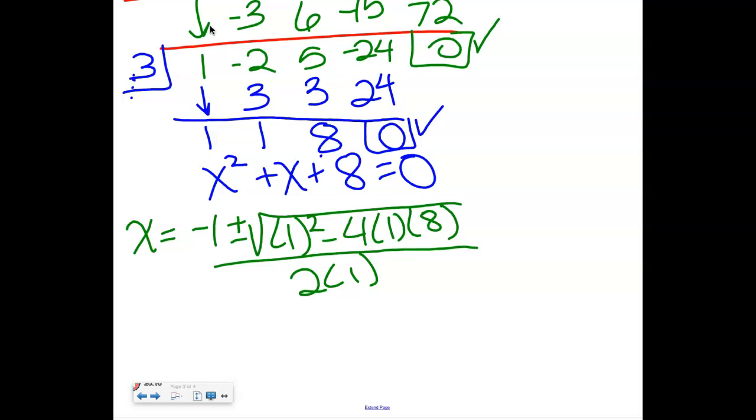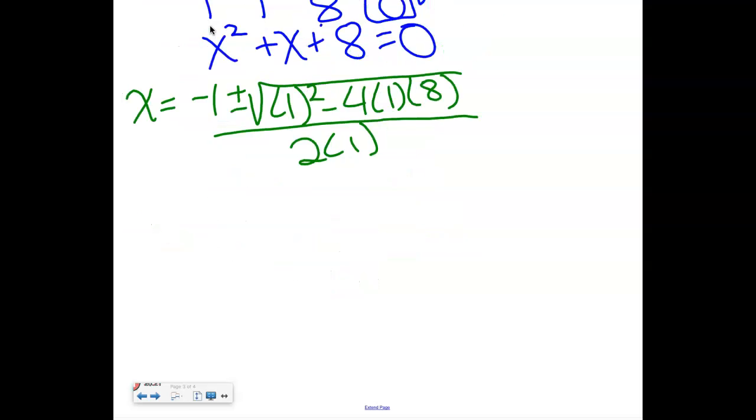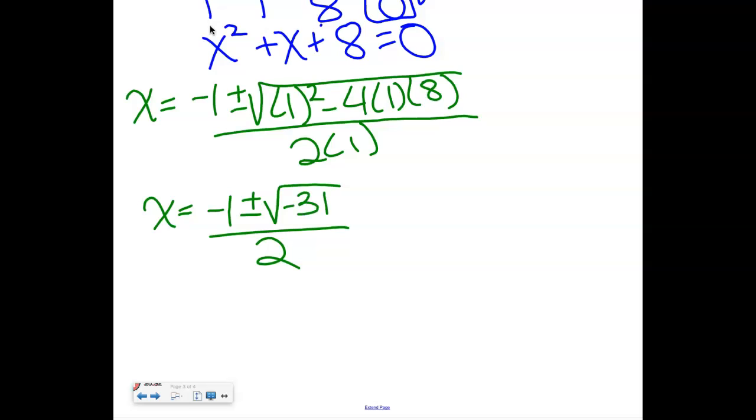Reminder, you're finding out what's inside the square root. Don't find the square root, just what's inside of it. Here I'm getting negative 31. Negative 31, okay. 31, can I simplify it? Can I reduce it? No, okay, so we're going to leave it. But reminder that negative needs to come out as an i.